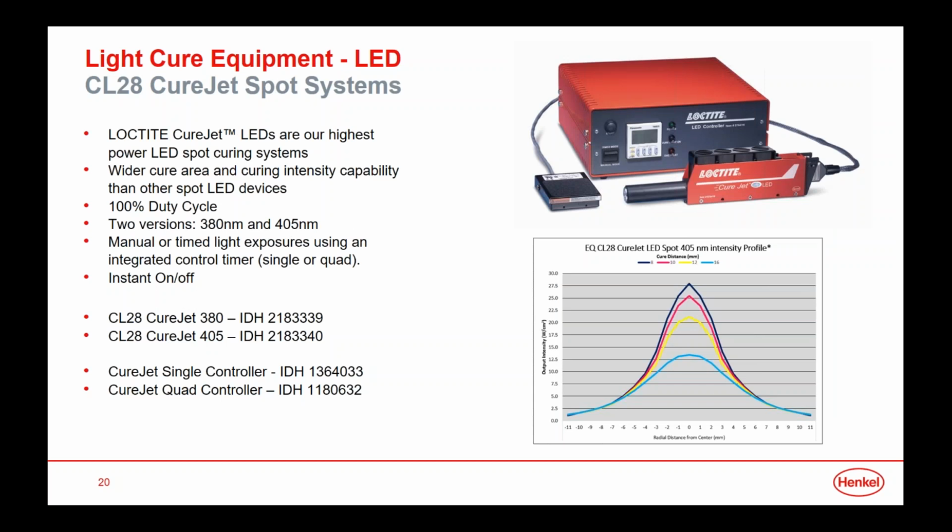The next system is our new CL28 CureJet spot system. The CureJet system has been in our product line for a very long time. Most people who are familiar with our product line are aware of the CureJet. It's been one of our workhorse go-to LED curing solutions for a very long time. This year we launched the next generation of these CureJets, which we call the CL28. Primarily it was a significant improvement in intensity. You're looking at anywhere from 30 to 50% intensity improvement in our visible light solution, and over 100% intensity improvement in our 380 nanometer solution.